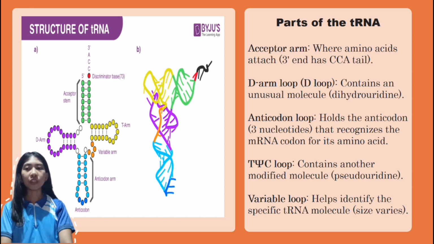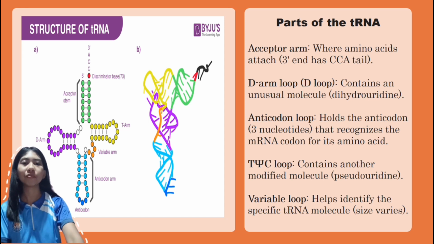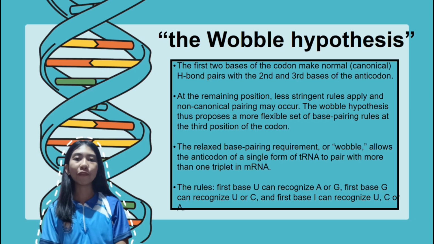The third part is the anticodon loop. The anticodon loop of the tRNA is a 5 base pair stem and its loop, called the anticodon. The anticodon is made of 3 nucleotides that recognize the mRNA or messenger RNA codon for its amino acid. The fourth part is the T-Psi-C loop, where psi is from the word pseudouridine. And lastly is the variable loop, which helps identify the specific tRNA molecule, where its size varies.